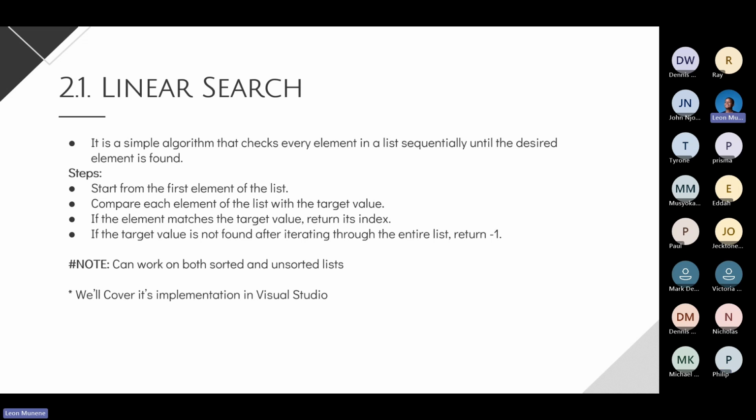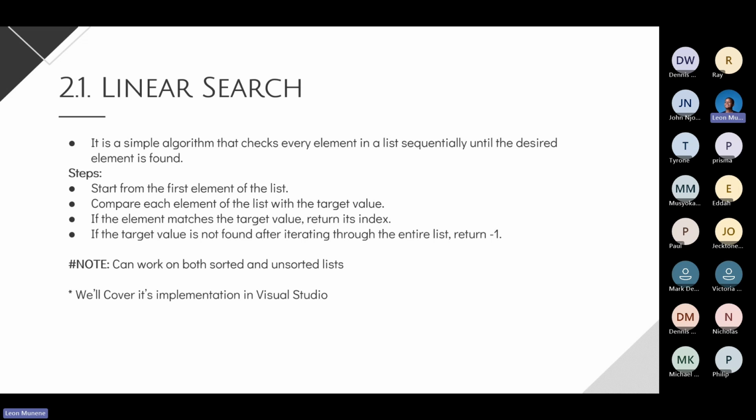Something you have to understand as you're learning these search, sorting and graph algorithms is the steps involved in solving them. You need to understand each and every step. It's very essential, because once you understand these steps, you'll also understand how easy it is to implement them in your code. So how do we do this? First of all, we start from the first element, and you compare each element of the list with the target value.